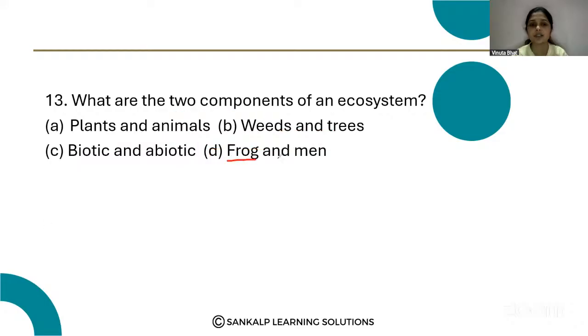In the ecosystem you can see frog and men, but they are not the only two components. So here, on a large scale, you have to consider biotic components. They include plants, animals, weeds, trees, frog, men, everything. Biotic components are all the living organisms, and abiotic components means temperature or solar radiation. These are all the abiotic components of the ecosystem. So here option C, biotic and abiotic components.